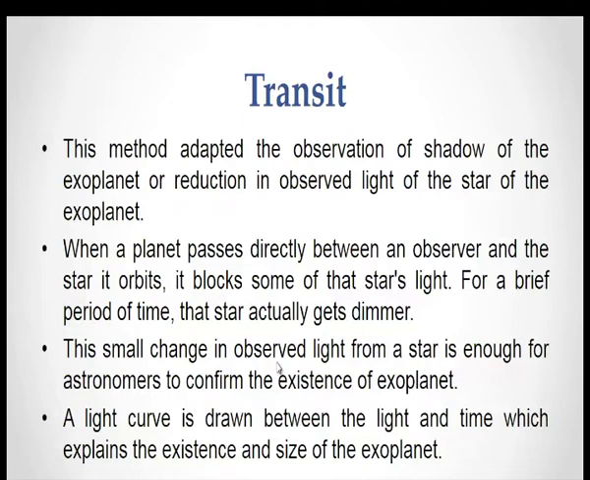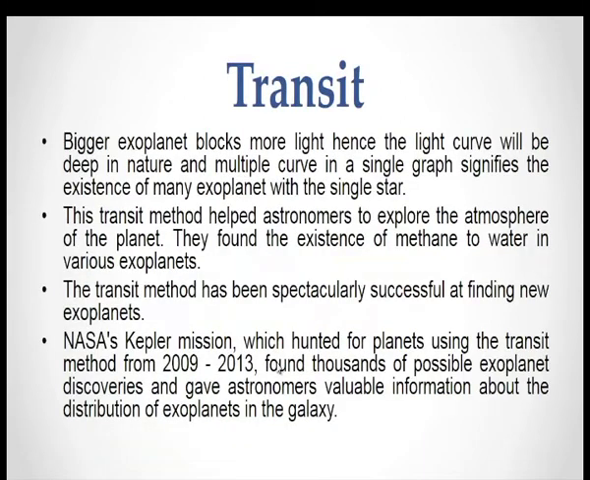The small change in observed light from a star is enough for astronomers to confirm the existence of an exoplanet. A light curve is drawn between the light and the time, which explains the existence and size of the exoplanet. Bigger exoplanets block more light, hence the light curve will be deep in nature, and multiple curves in a single graph signify the existence of many exoplanets with a single star.